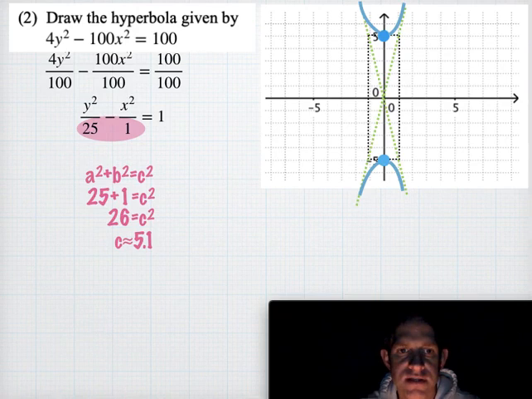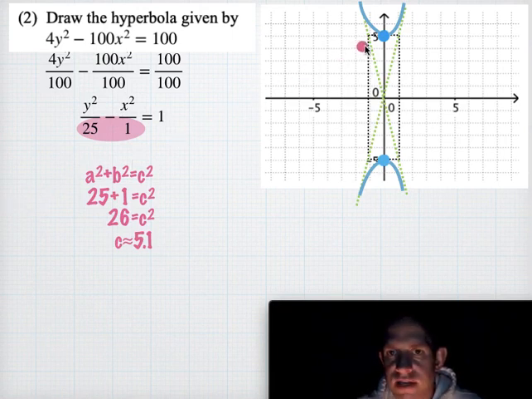And so that means my two focus points are 5.1 units above the center and below the center. So in this case, 5.1 is just barely inside the hyperbola like that. And negative 5.1 is just barely underneath it like this.